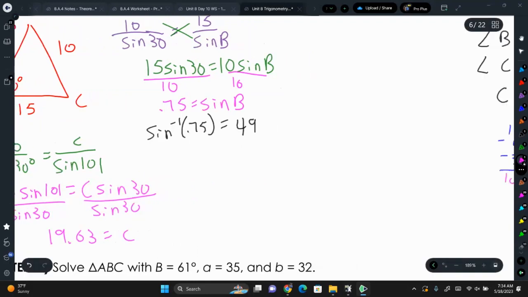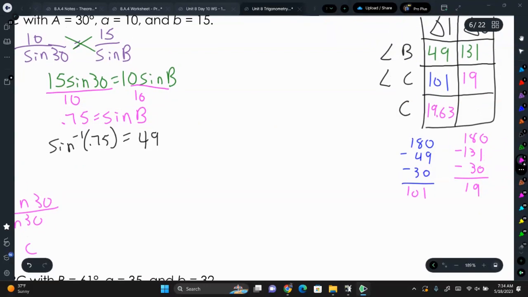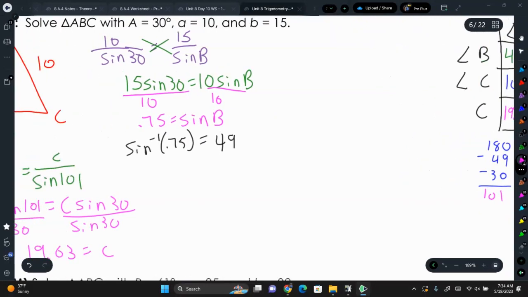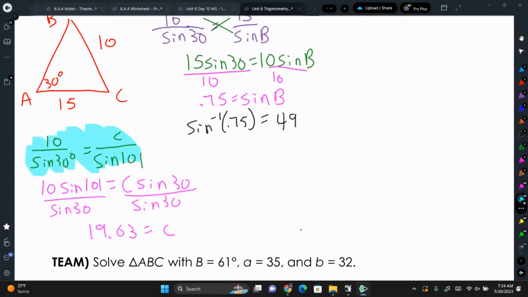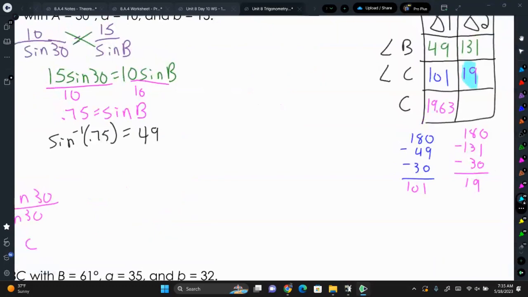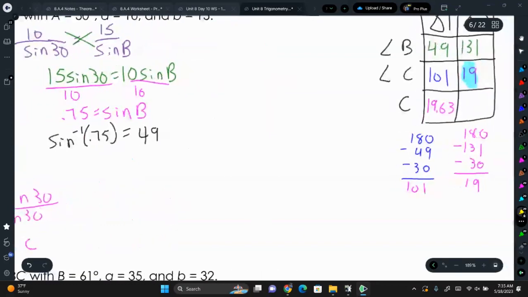So going back over to my table, now we have to look at the second triangle. Now, the second triangle, it's going to be set up exactly like this, but instead of this 101, it's going to be 19. So if you wanted to do a shortcut and just say, oh, I know it's going to look like this at the end, but instead of 101, it's going to be 19, you could do that, or you can set up the law of sines again.